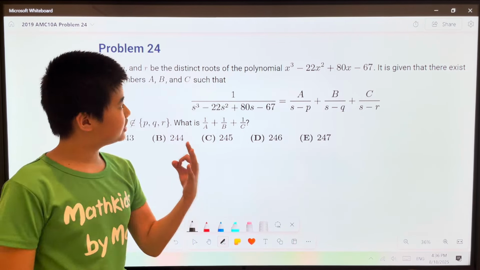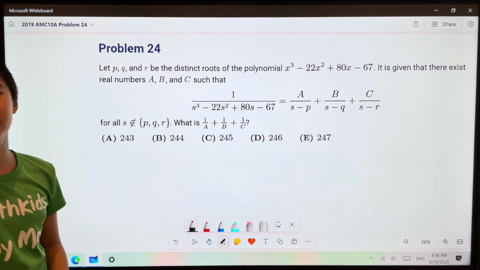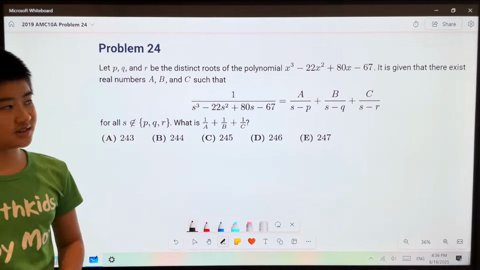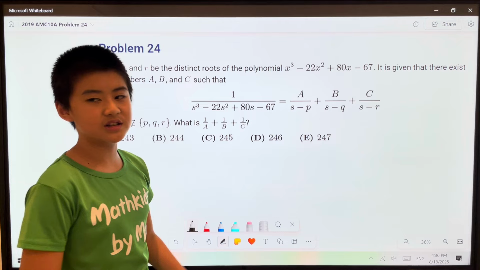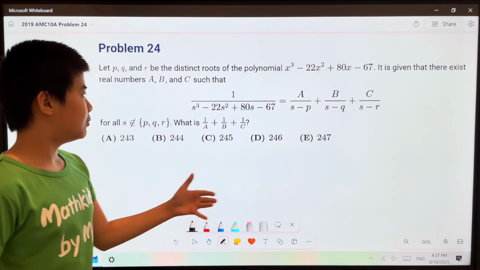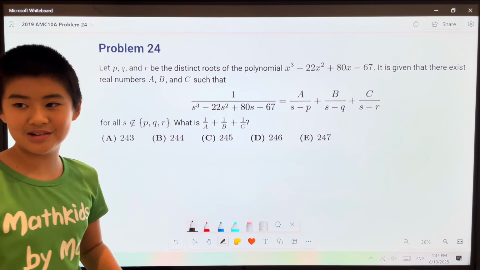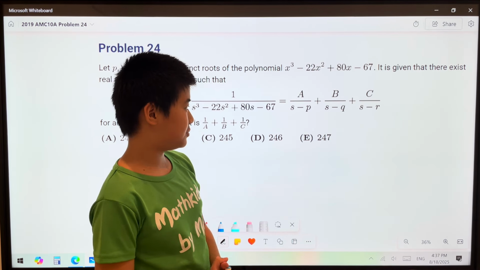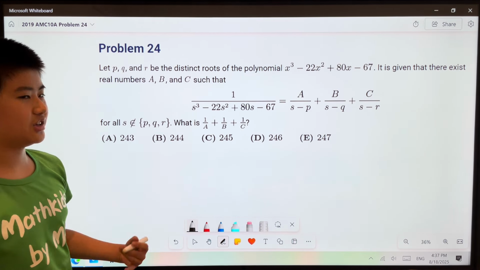We have three distinct roots, p, q, and r, of x cubed minus 22x squared plus 80x minus 67. We're told that there exist real numbers a, b, and c such that 1 over (s cubed minus 22s squared plus 80s minus 67) equals a over (s minus p) plus b over (s minus q) plus c over (s minus r) for all s not equal to p, q, and r.